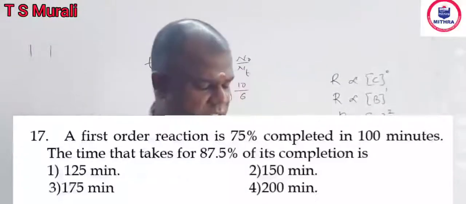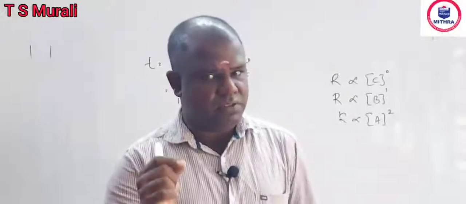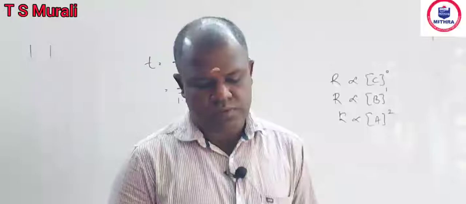87.5% is 3 T half, 75% is 2 T halves. 2 T half is 100 minutes, which means T half is 50. So 3 T half is 150. So the answer is 150 minutes.